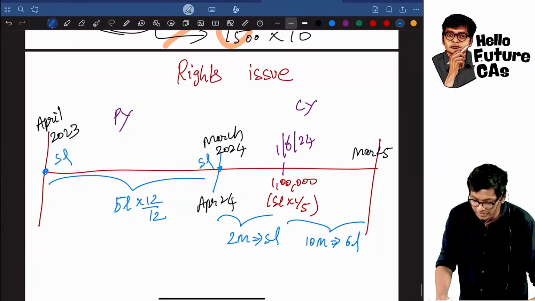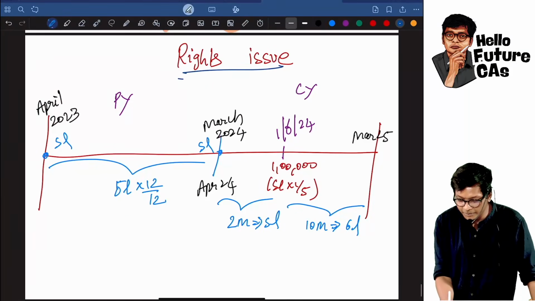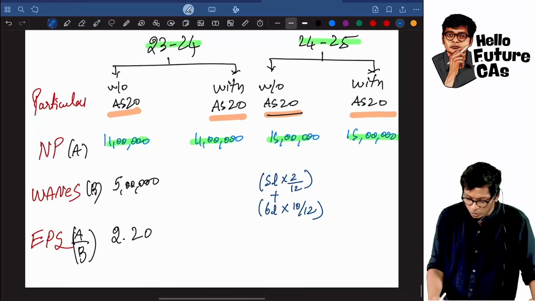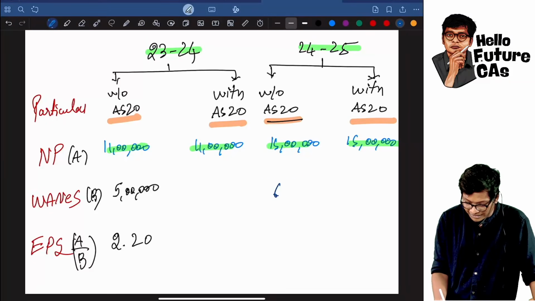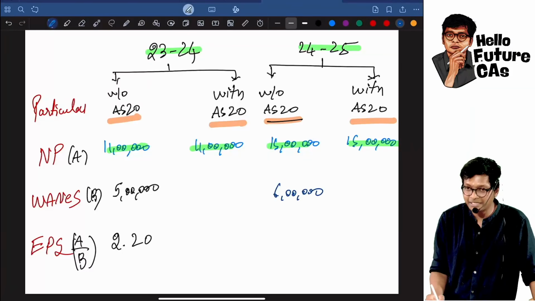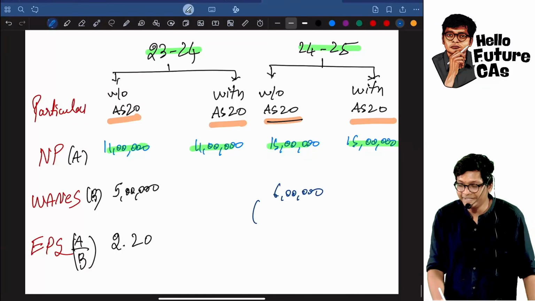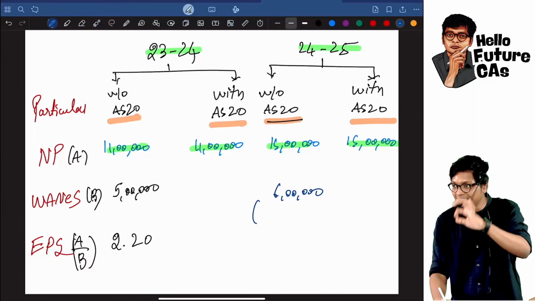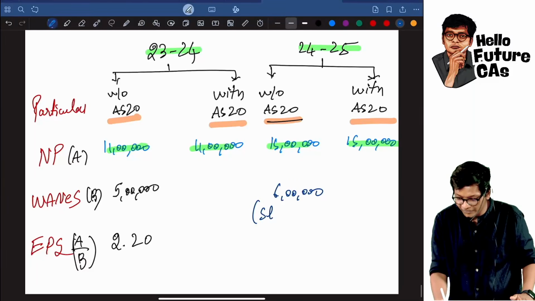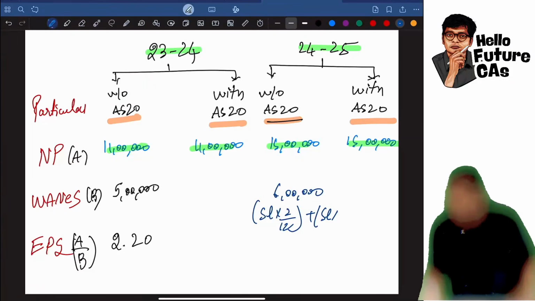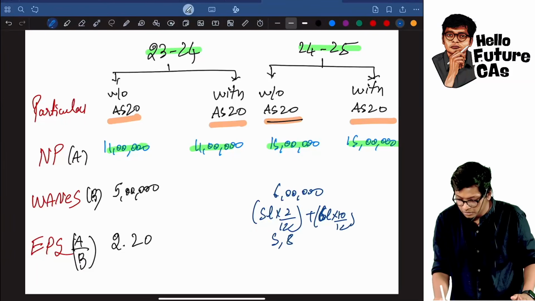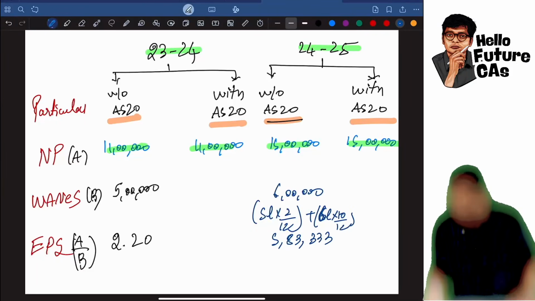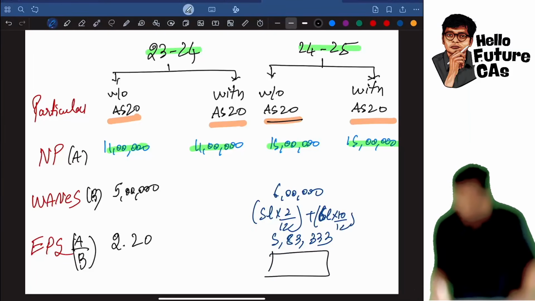See, without AS20, without the impact of rights, I can do it 2 ways. You can either write directly the 6 lakhs year-ending value, or apply only weighted average. I will do 5 lakhs into 2 by 12 plus 6 lakhs into 10 by 12, which comes to 5 lakh 83,333, and then you will get your EPS, whatever comes.